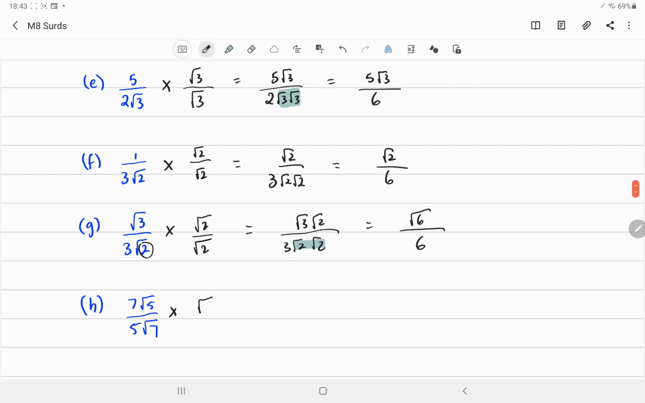And the last one, root 7 over root 7, 7 root 5, root 7 over 5 root 7, root 7. So then on the bottom we have 5 multiplied by 7, so that is 35. And on the top we have 7 root 5 root 7, combine them, root 35. And you can simplify the 7 and the 35, divide them both by 7. You have root 35 over 5. So these types of questions, they're non-calculator questions, but if you're doing questions like these at home, you can just type them into the calculator and they will be simplified for you.